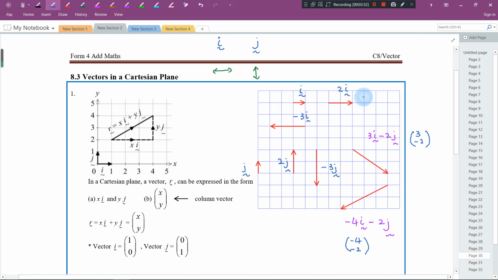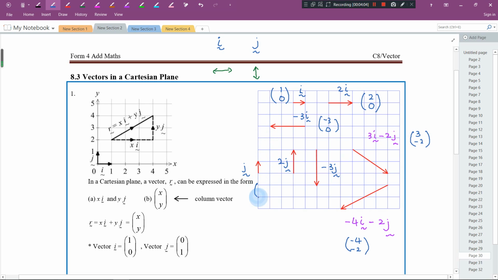Okay, so how about this? So this, you have to be more careful because only go to your right hand side 2 units, right? It doesn't go up or down, so it will be 0 here. So this one, go to your right hand side 1 unit, 1, 0. How about this? Go to your left hand side 3 units, negative 3, 0. Okay, the number on the top here, left, right. The number at the bottom here, up, down.